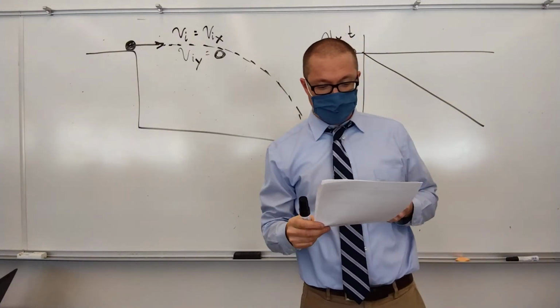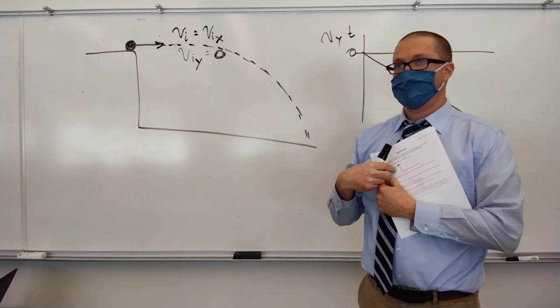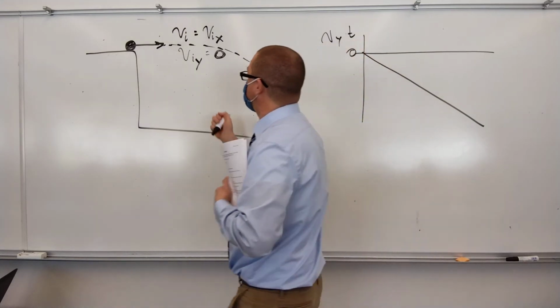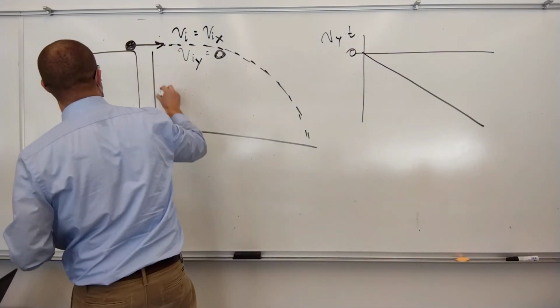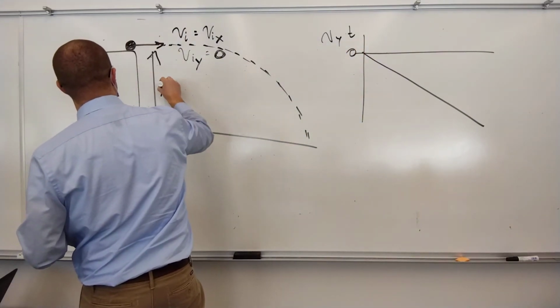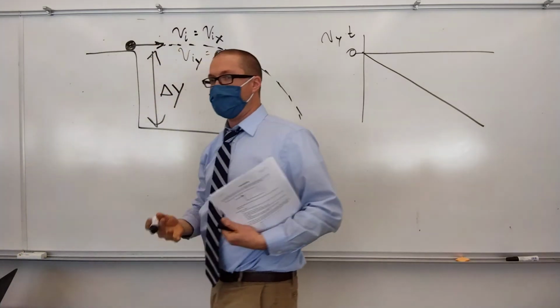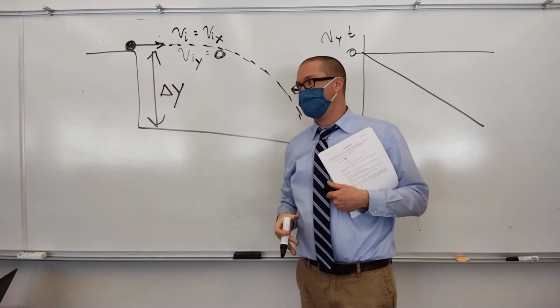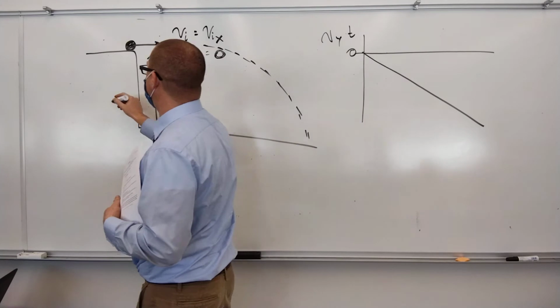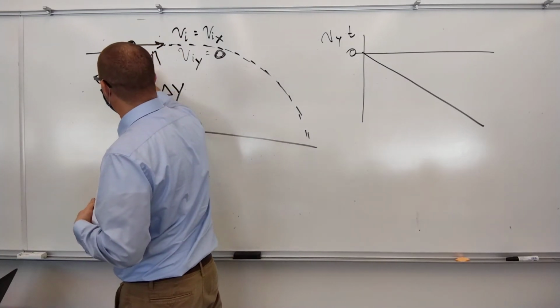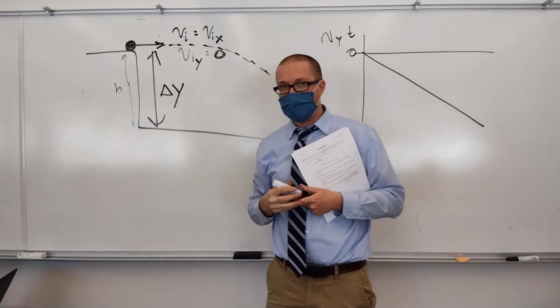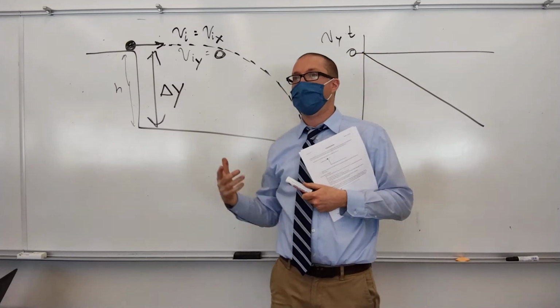The distance the object falls while it's flying through the air, we're going to call that delta y. It's the vertical displacement. That delta y is simply however high the table, the cliff, the plane, whatever it is.